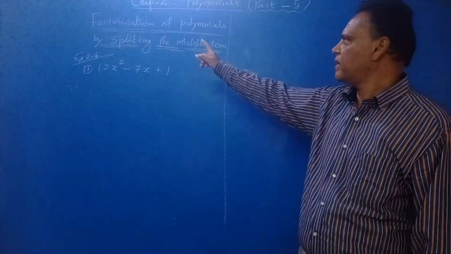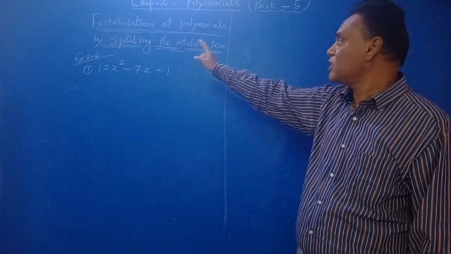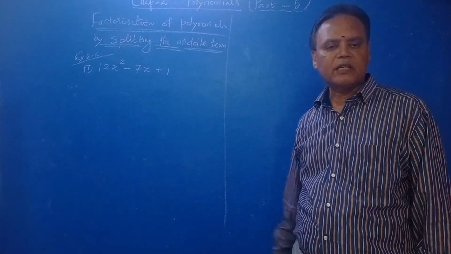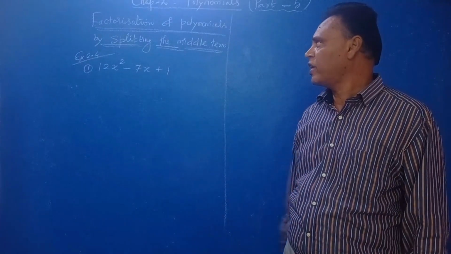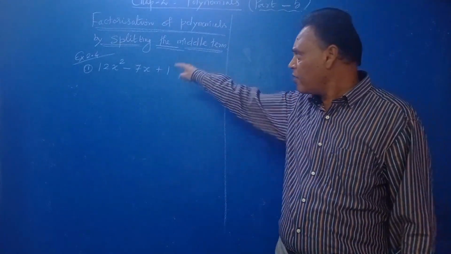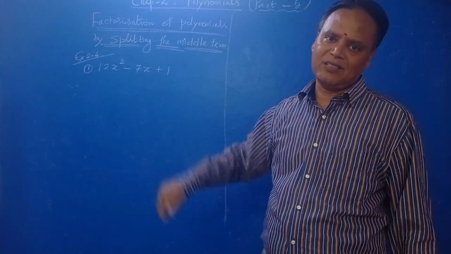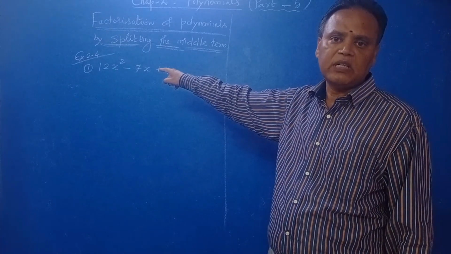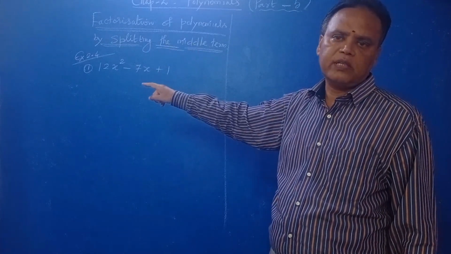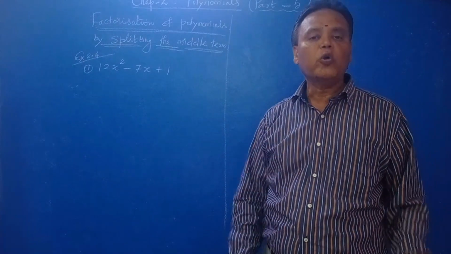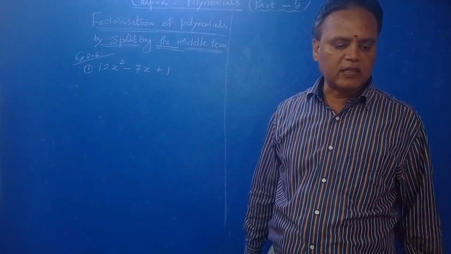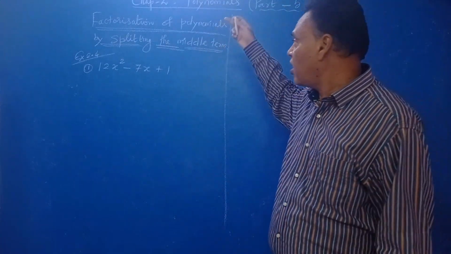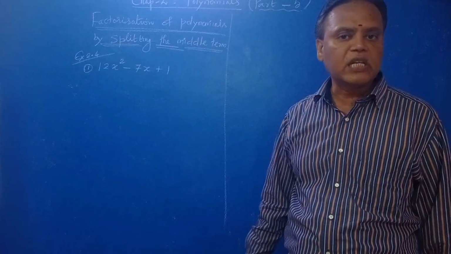The next topic is factorization of polynomials by splitting the middle term. How do we factorize a quadratic polynomial? A quadratic polynomial has degree 2, so you can resolve it into two factors. Easily we can factorize by the splitting the middle term method.